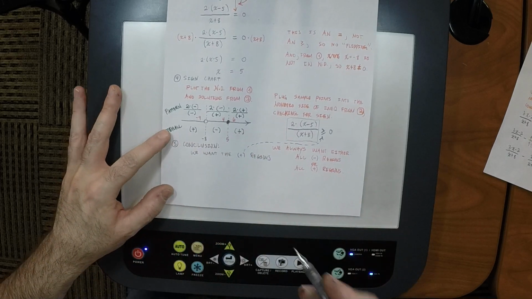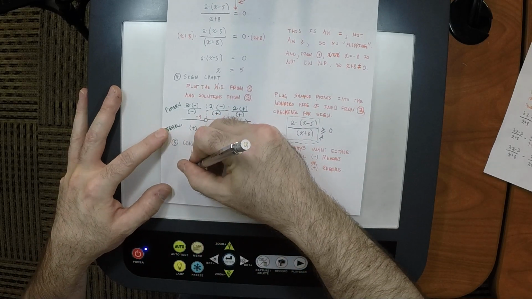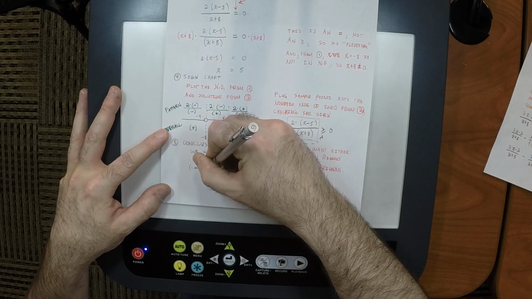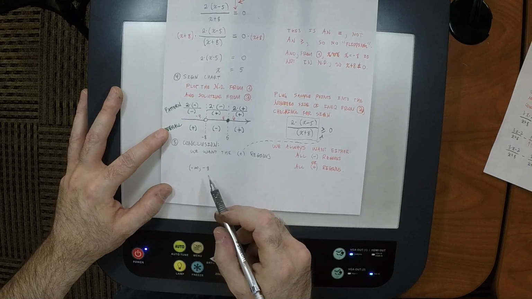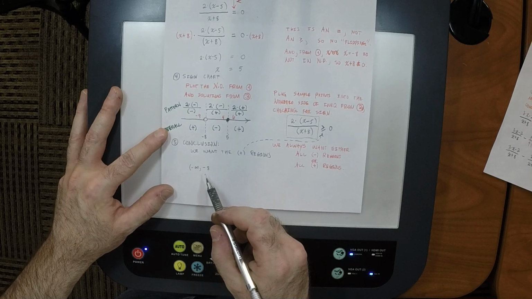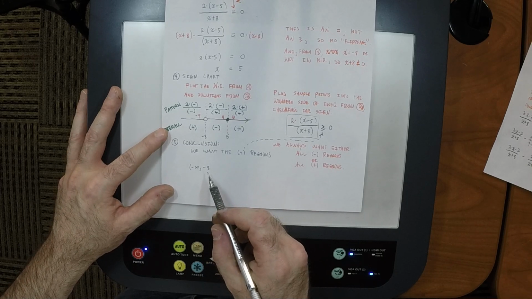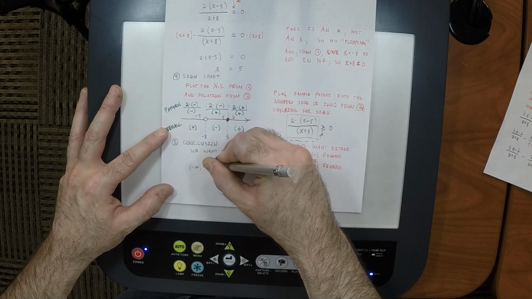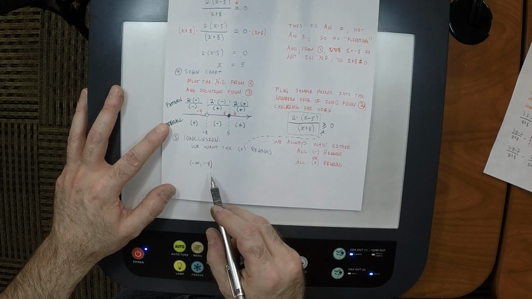So let's write that down. The interval on the left is negative infinity to negative 8. And now we have to figure out, do we want negative 8? Is it part of the solution, or is it not part of the solution? It is not? So you're saying I should make this open like that. Now, why is it not part of the solution?